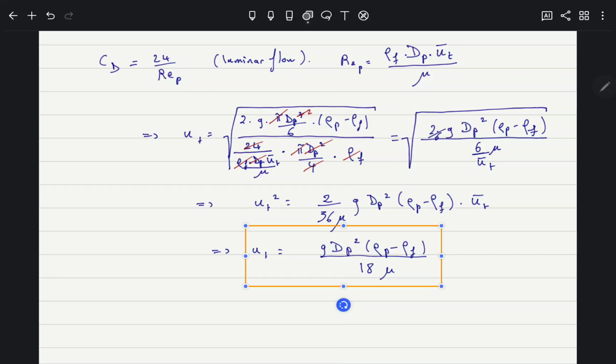So you see, it depends on parameters associated with the particle itself, so how large the particle is, but also how dense it is, and with the fluid, since we have the expression of the fluid density, and we have also the viscosity of the fluid. Okay, so the more viscous your fluid is, the lower the terminal velocity is going to be.